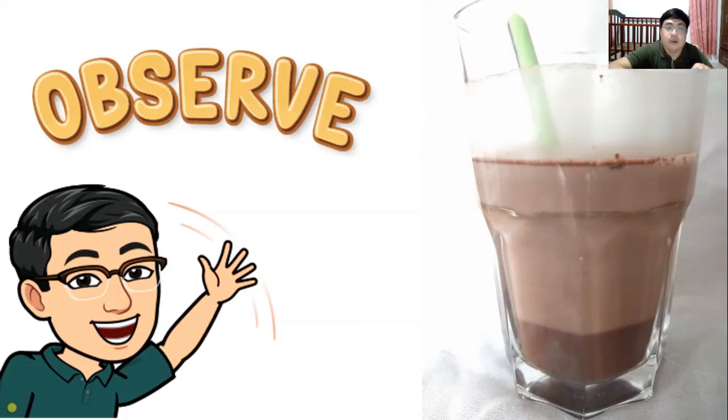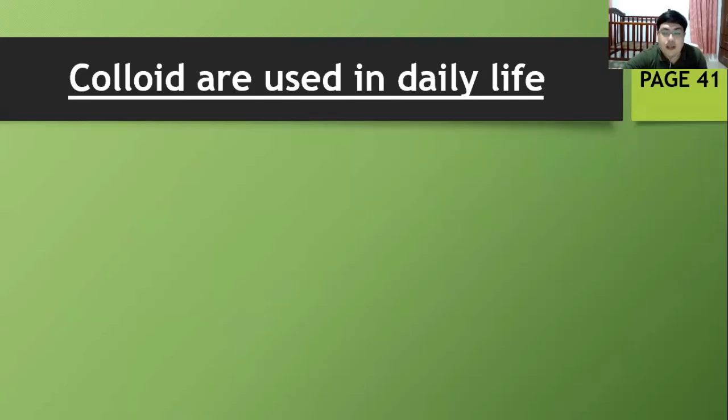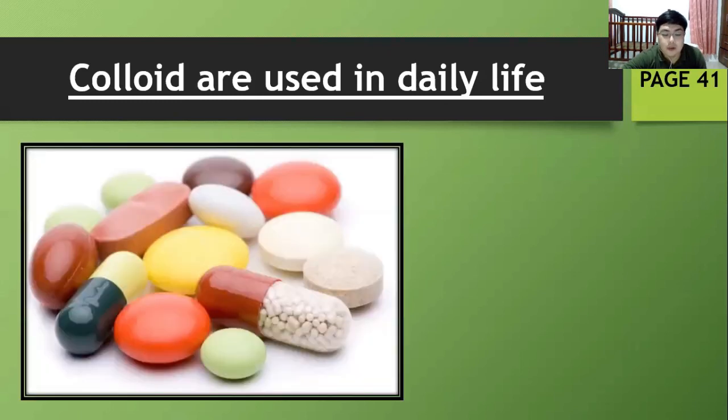Now, colloids are also very important. What are the uses in daily life on page 41? For example, medicine. Some medicines are also part of suspensions. As we mentioned earlier, shaking it would maximize the use of these medicines. Some of these things are made out of colloids, not specifically these examples, but some of them. Medicines in colloidal form are more effective because they are easily absorbed by the tissues of the body.